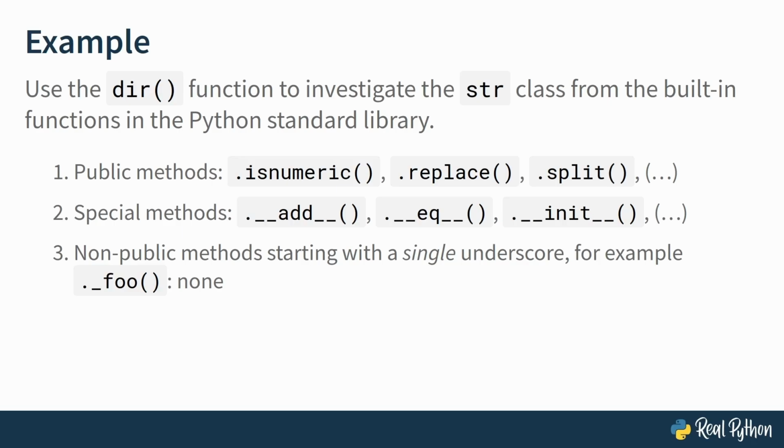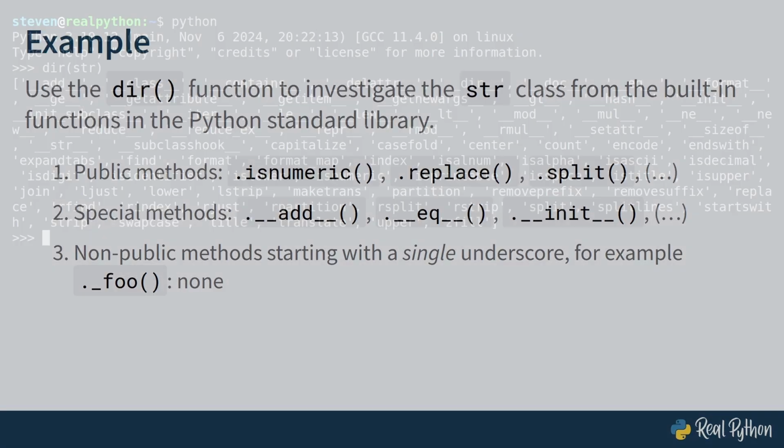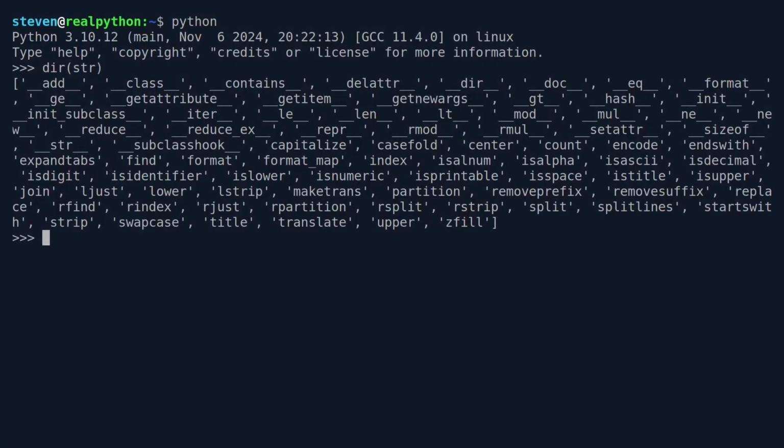I didn't see one, but let's have a look at the output. I don't see any that start with an underscore. I see format_map, which clearly has an underscore, but it doesn't start with one.